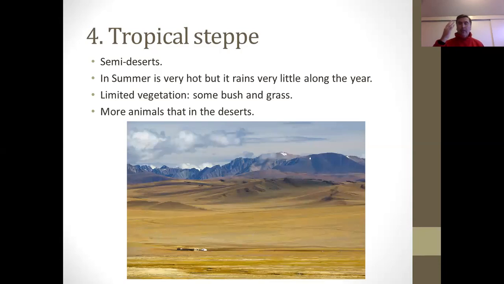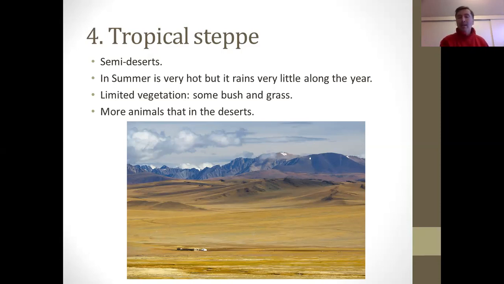And finally, tropical landscape number 4 is the tropical steppe. This is what we call in Spanish la estepa. What is that? Well, the tropical steppe is something in between. It's like a semi-desert. It's similar to a desert, but not a desert because you can find more grass. In summer it is very hot, but it rains very little along the year. So it's kind of similar, but it rains more than in the desert.